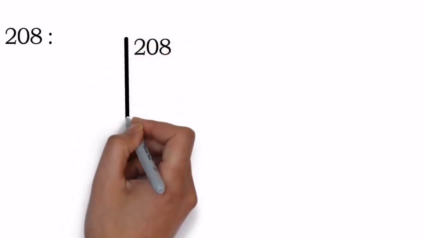Okay, so let's try one more sum now. It is 208. Again, try. 208 is an even number, so it can be divided by 2, right?